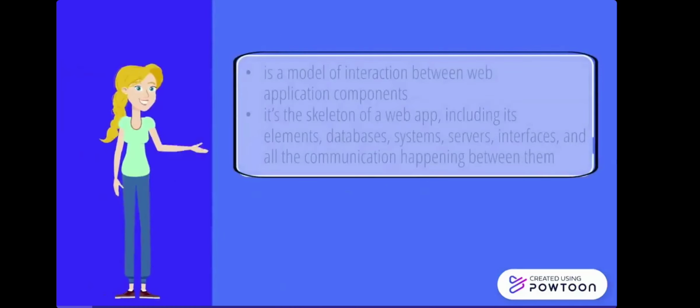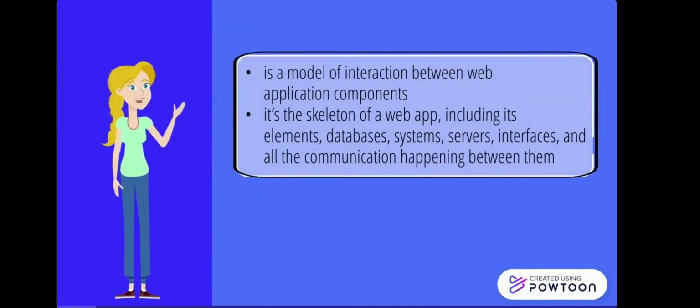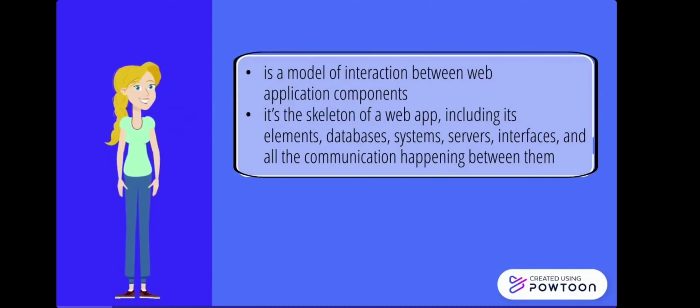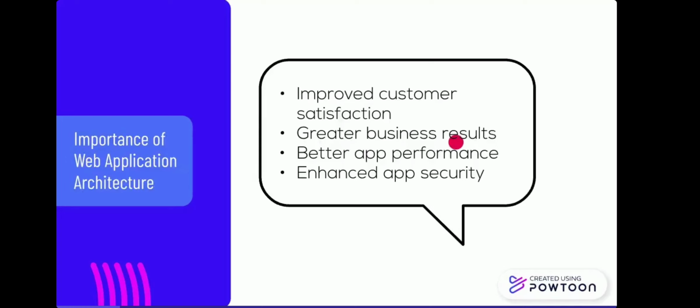Web Application Architecture is one of the models of interaction between web application components. Another way to say it is it's the skeleton of a web app, including its elements, databases, systems, servers, interfaces, and all the communication happening between them. Web application architecture is very important as it will improve customer satisfaction, have greater business results, have better application performance, and also enhance the security of the application.